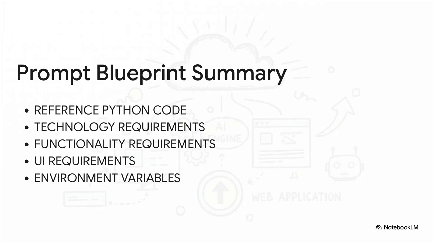So here it is, the complete structure of a perfect prompt. You're providing 5 key ingredients: the reference code for the logic, the stack for the tech, the user flow for the function, the aesthetic for the design, and finally the environment variables it needs for the connections. A comprehensive plan like this just removes all the guesswork for the AI.